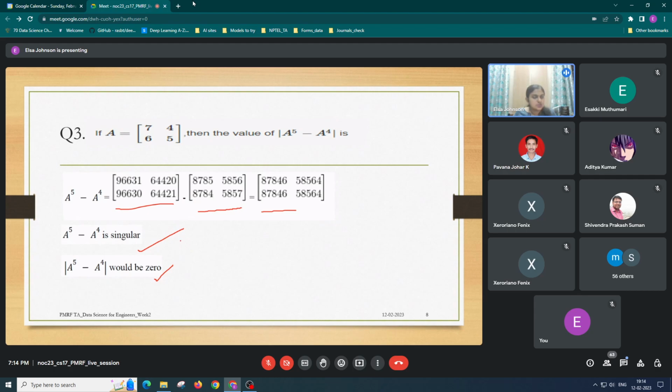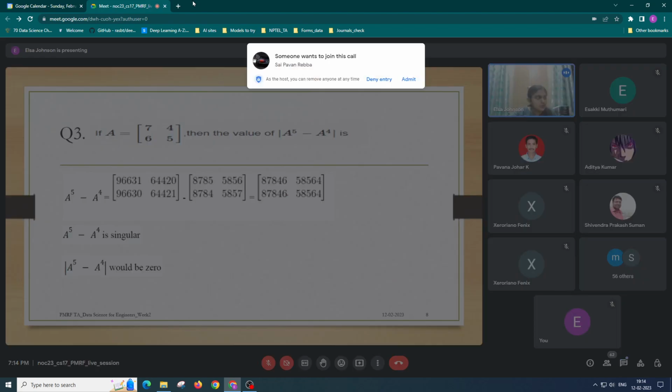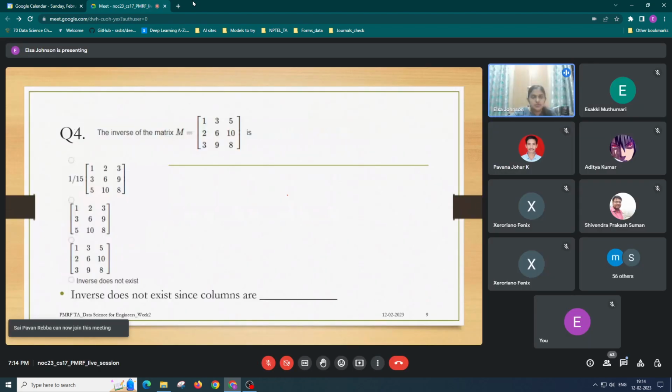So I hope this question is clear. You just have to find the matrix multiplication, I mean A to the power of 5. So this is the answer for that. The next question is finding the inverse of a matrix. Can you tell me what the answer will be? The matrix is 1 3 5, 2 6 10, 3 9 8.